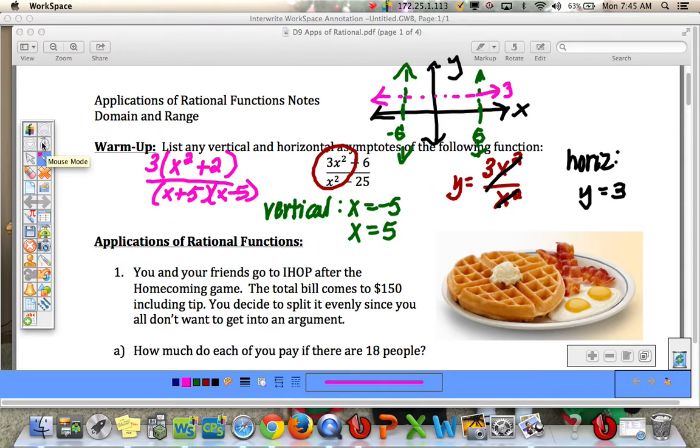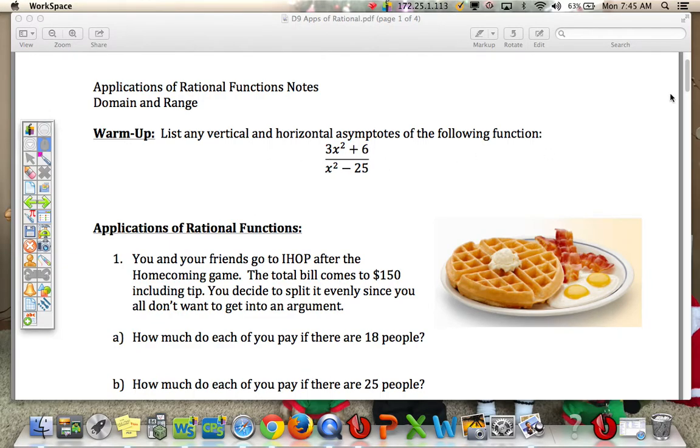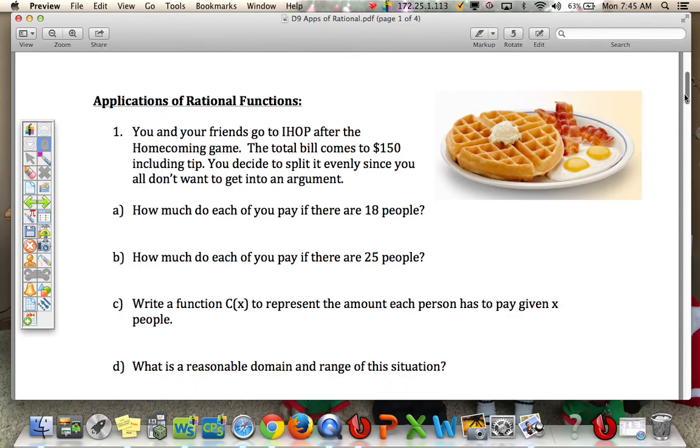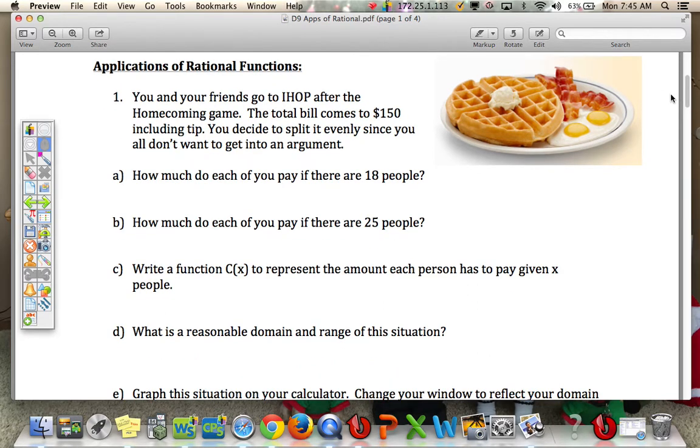Applications of rational functions. You and your friends go to IHOP after the homecoming game. The total bill comes to $150, including tip. You decide to split it evenly since you all don't want to get into an argument. A, how much do each of you pay if there are 18 people?